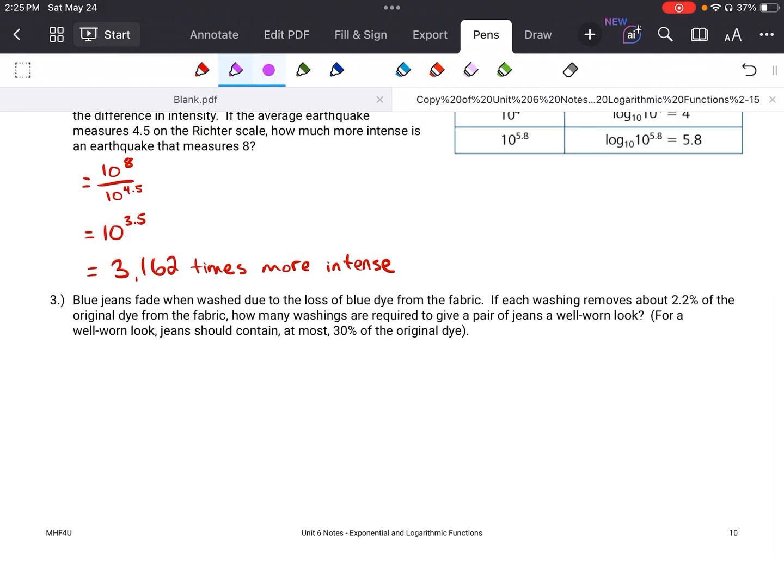Okay, and blue jeans fade when washed due to the loss of blue dye from the fabric. If each washing removes about 2.2% of the original dye from the fabric, how many washings are required to give a pair of jeans a well-worn look? And we're going to say for a well-worn look, jeans should contain at most 30% of the original dye.